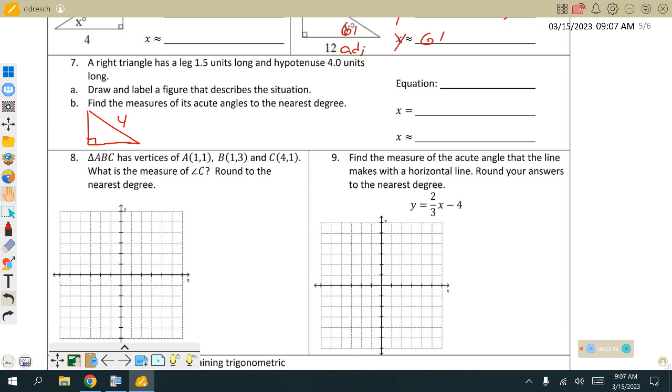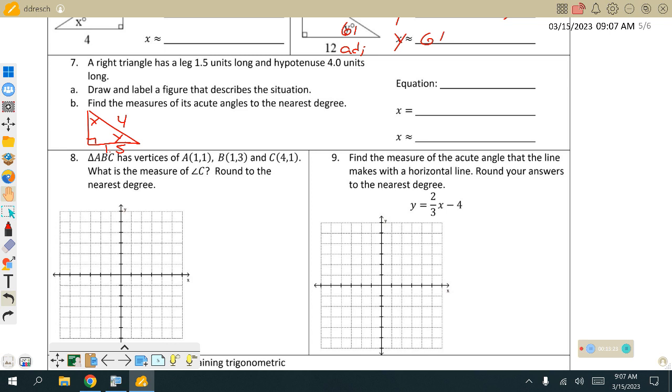Hypotenuse of 4, that's got to be locked in. But the right triangle has a leg of 1.5. Don't really care where you put that 1.5. Where do you want to put it, Harmony? Vertical leg or the horizontal leg? Horizontal leg, good choice. Doesn't matter. And then the two acute angles, x and y, I don't care what you call them. All it's saying in general is what's the measure of those two angles.